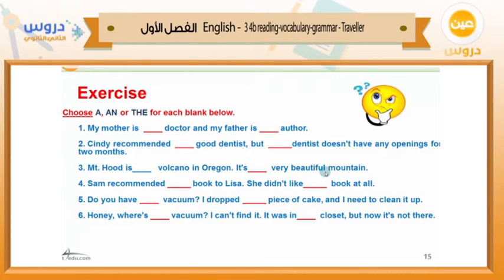It's very beautiful mountain. 4. Sam recommended book to Lisa. She didn't like book at all. 5. Do you have vacuum? I dropped piece of cake and I need to clean it up. 6. Honey, where is vacuum? I can't find it. It was in the closet, but now it's not there.